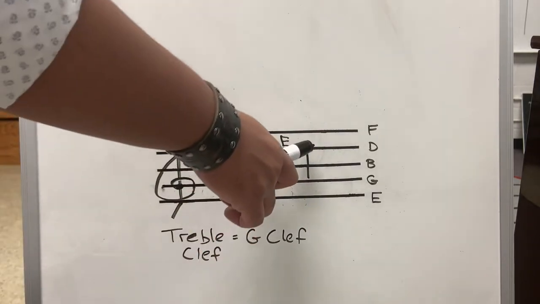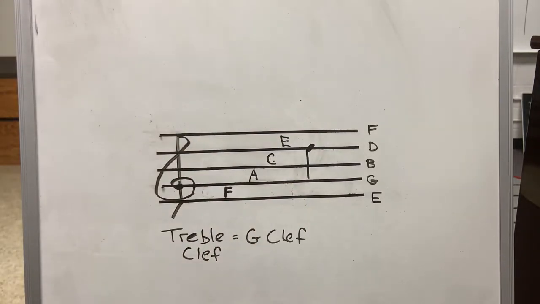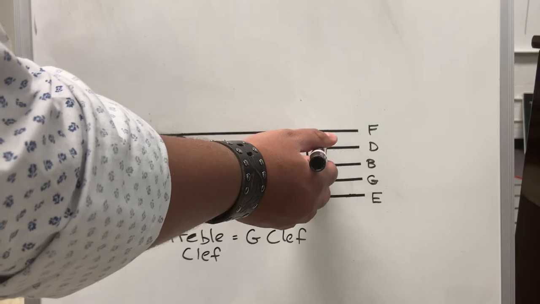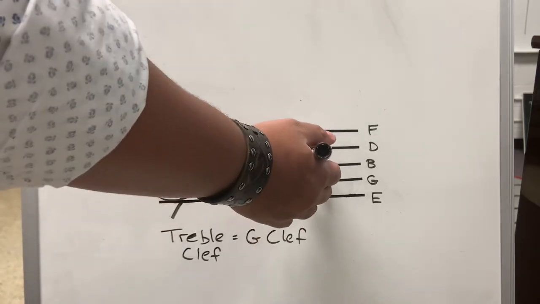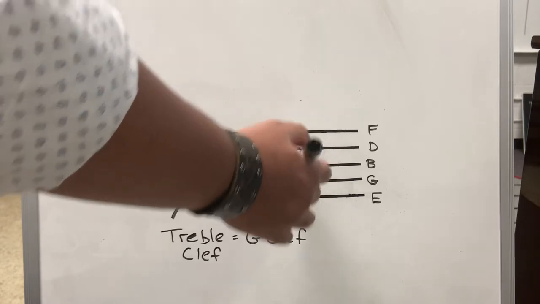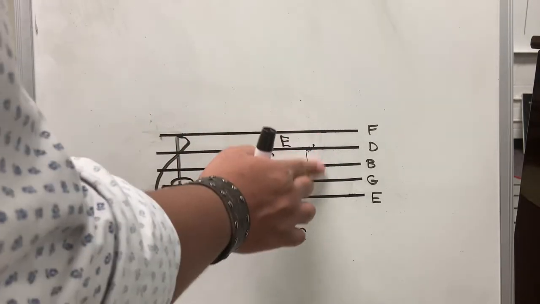What is that quarter note? If you said D, you are correct. That line is going straight through the note head right here on the D. On the quarter note here that is sitting right on the D line. Now let's do two of them.